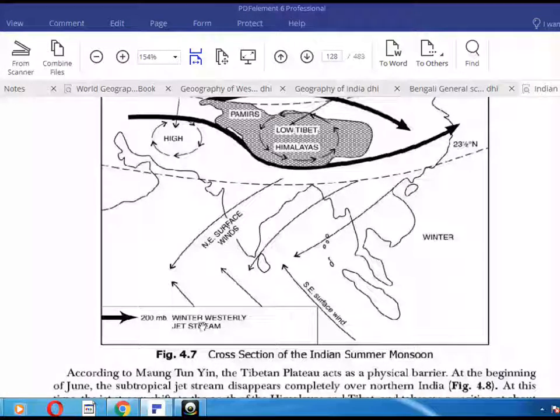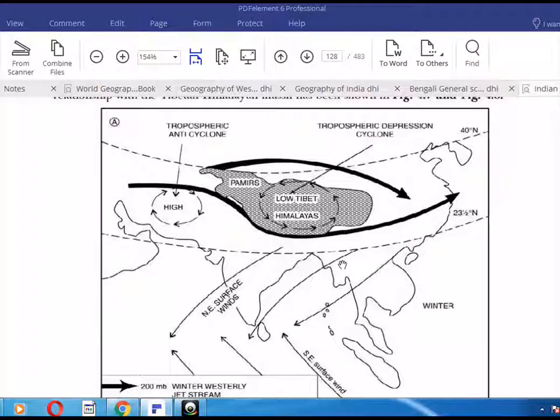So here is the 200 MB westerly jet stream, and here is 23.5 degrees north. Here you can see the jet stream. It is now here where Tibet is located. Here are two sections, one moves here and one here, because high pressure to low pressure moves. It is the Himalaya and Tibet.